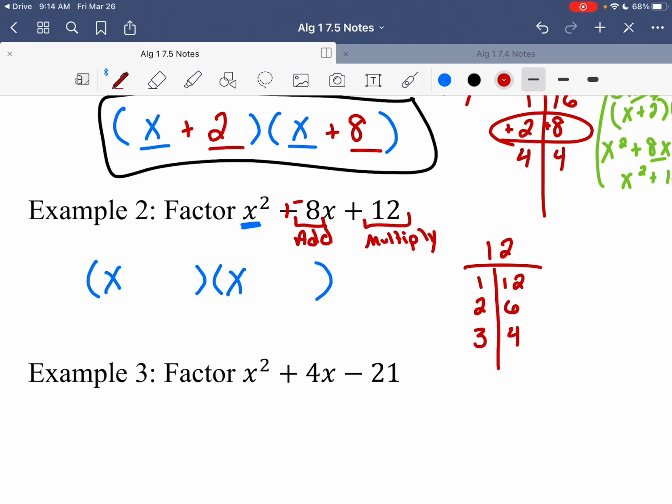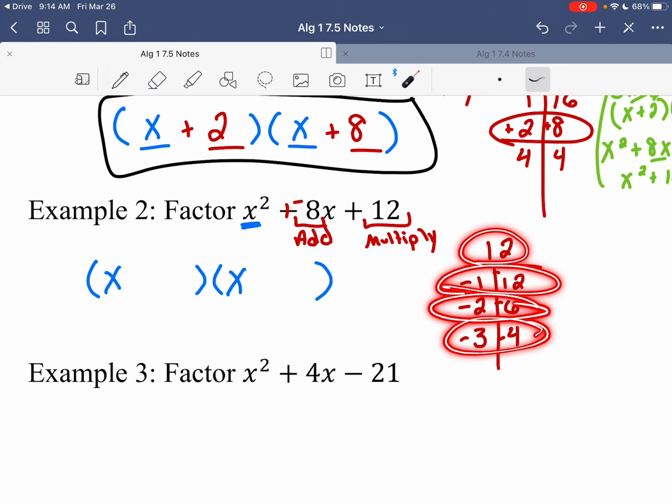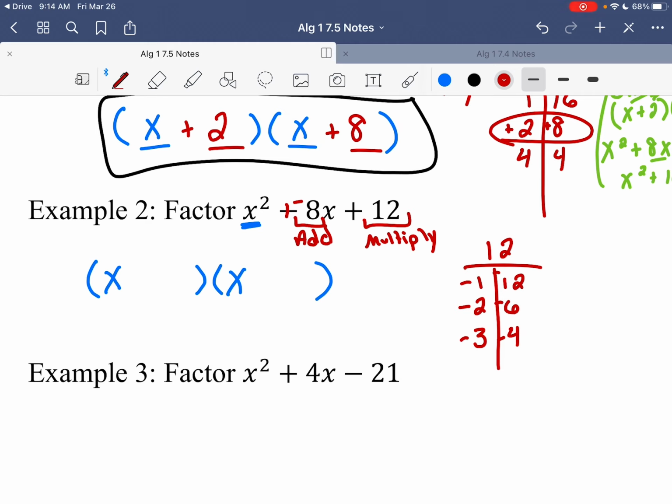Well, right now they're all positives. But if I make them both negatives, when I multiply negative 1 times negative 12, I get positive 12. Negative 2 times negative 6 is positive 12 because a negative times a negative is positive. But if you notice, when I take this negative 2 plus this negative 6, I get negative 8. So the numbers I'm looking for are negative 2 and negative 6. So it's going to be minus 2 and minus 6.